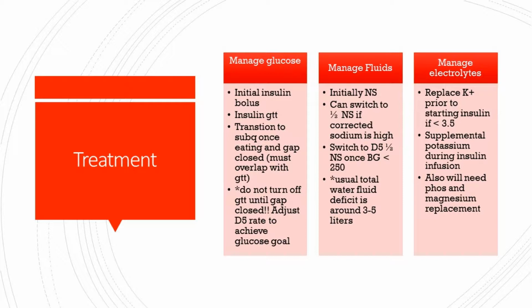So once again, replace potassium prior to starting insulin if it's less than 3.5. And then give supplemental potassium during the insulin infusion as long as the potassium is less than 5.5, which is what most places recommend. We don't necessarily do that. We do it as a bolus. We give PRN potassium. We don't really put it in the fluids. A lot of places will just throw it in the fluids when you're replacing. And then also you might need phos and magnesium replacement as well. All right.